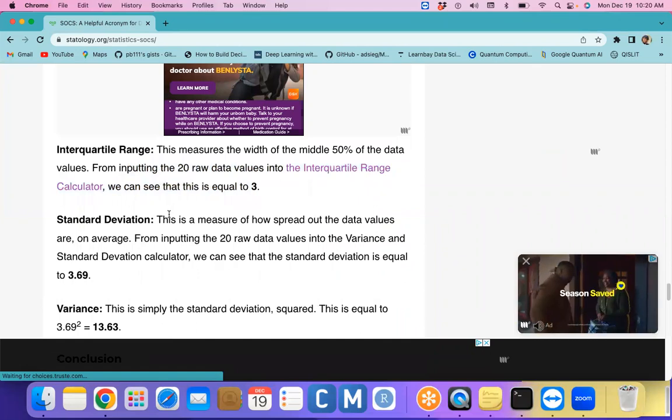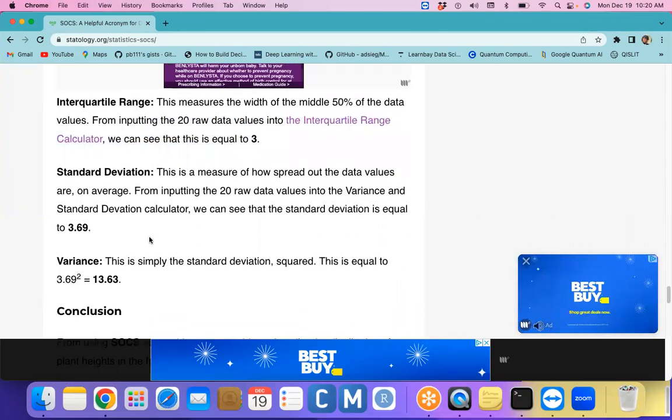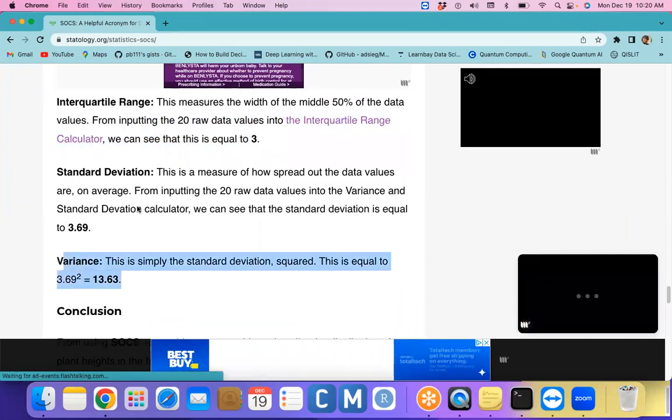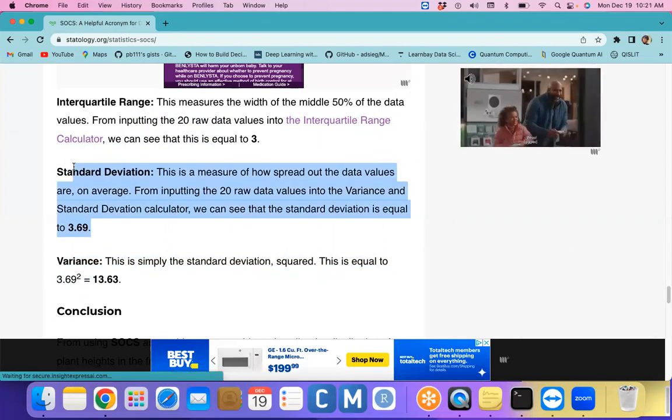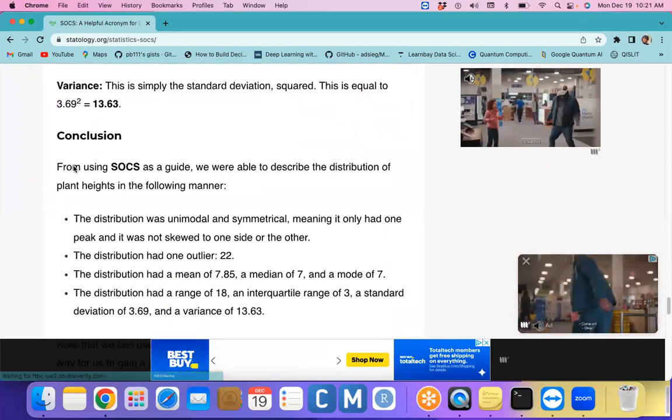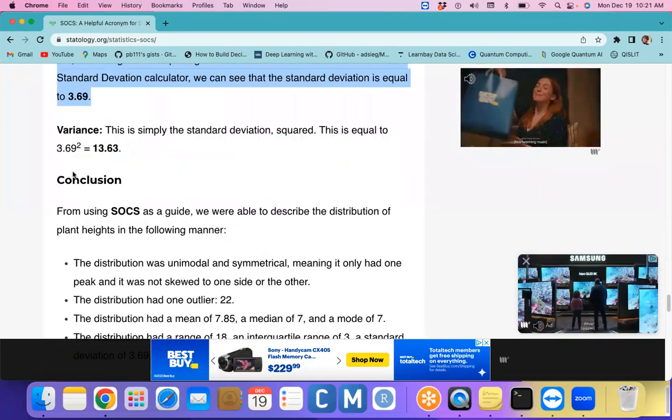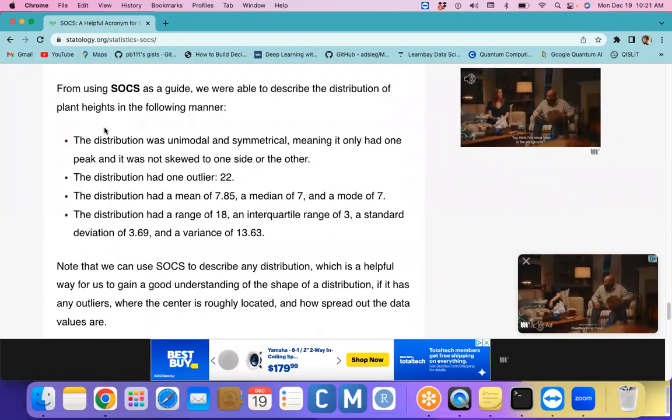Then you get the interquartile range. And for standard deviation, before that we find the variance, and after that we can find the standard deviation. You know how we can calculate it, right? If you know the formula we can do it. So with the help of all these values we can describe the distribution here.